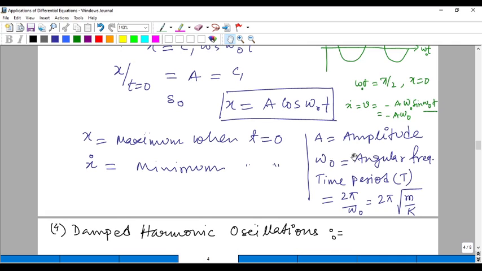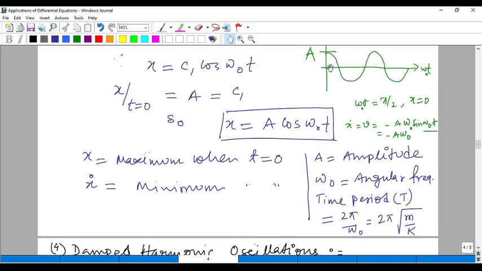So here, you can see that this a is the amplitude of the oscillation, and this is the displacement, and omega 0 is the angular frequency, so that we can calculate the time period is equal to 2 pi by omega 0. This is 2 pi root over m by k. So this is the time period of oscillation.